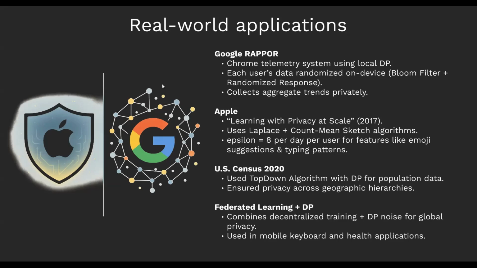They use algorithms such as the count mean sketch and the Laplace mechanism to add controlled noise to user data. For example, a user's frequency of emoji usage might be recorded, where Laplace noise ensures that any single user's input does not meaningfully alter the aggregated output. Apple enforces a strict privacy budget. Typically, epsilon is equal to 8 per day and epsilon is equal to 2 per individual use case.